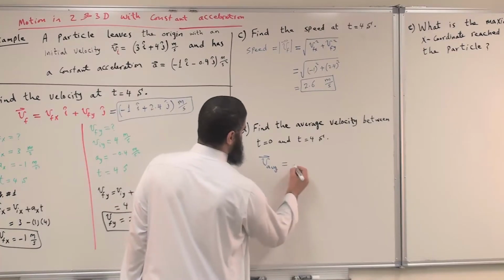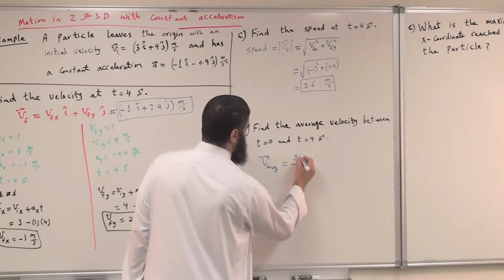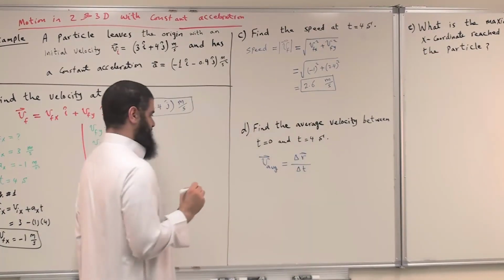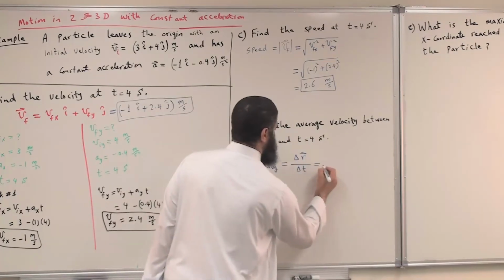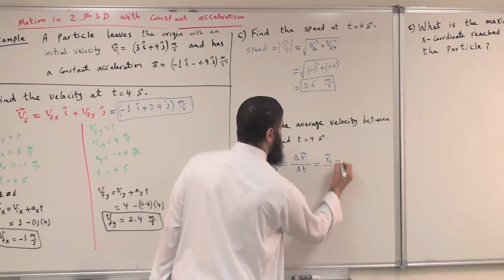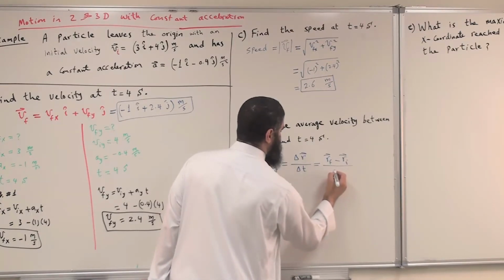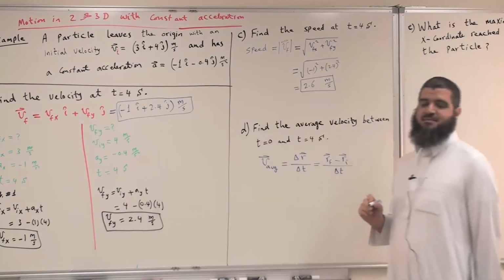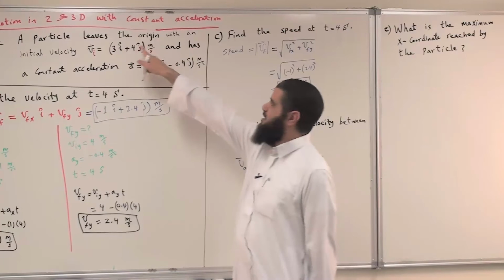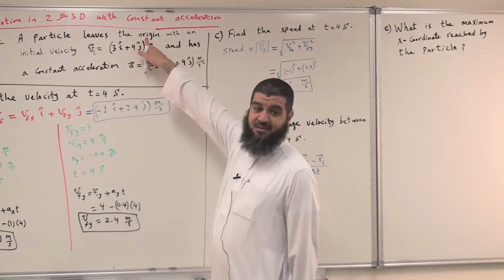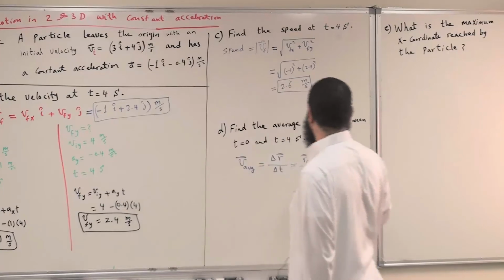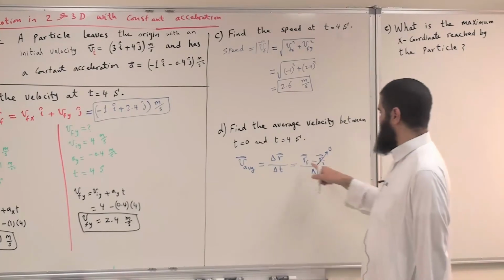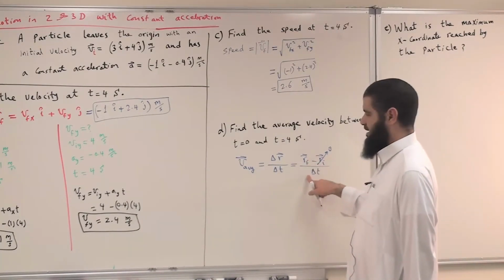So this is nothing but delta R, the displacement, divided by delta T. What is the displacement? Displacement is R final minus R initial, divided by delta T, which is T final minus T initial. But what was the position vector at the beginning of the motion? He said the particle was at the origin initially. So R initial is 0. It has X component of 0, Y component of 0. So I am left with R final divided by delta T.